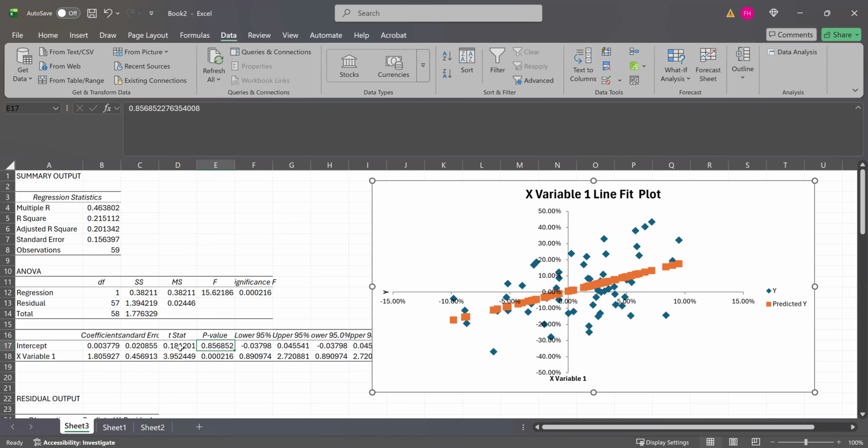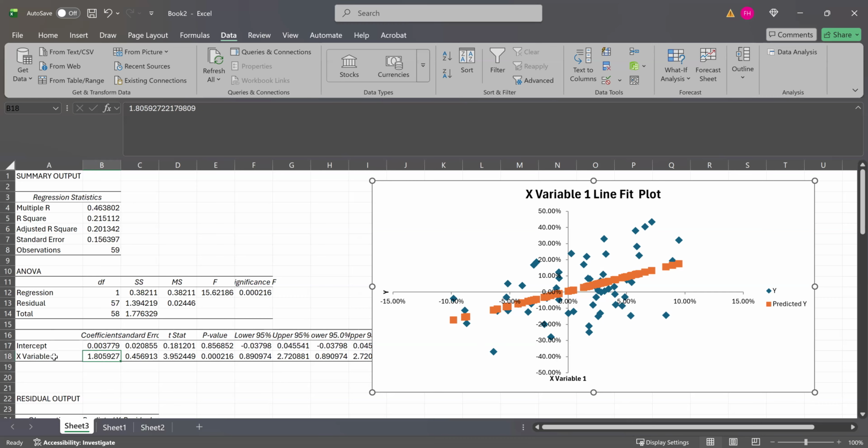Of course, as you can see, T-stat is less than 2, p-value is greater than 10% or 5% or 1%. So I can say that this alpha coefficient is not statistically significant and it's not statistically different than 0, whether this value is positive or negative.